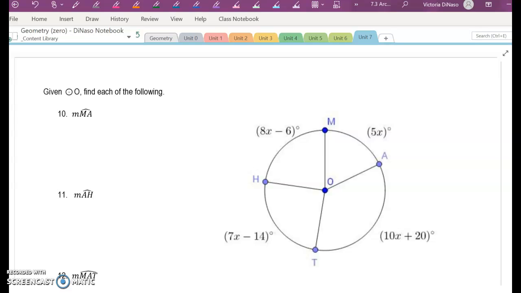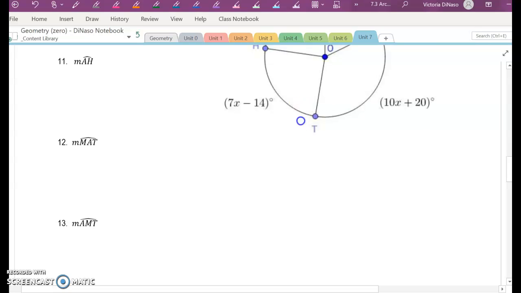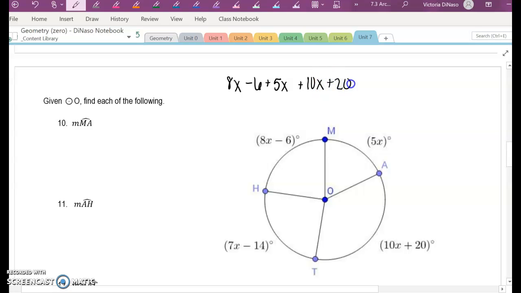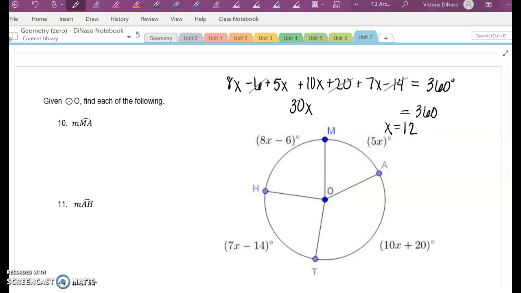And in this picture, they gave us a full circle, all with x's. So before we answer each of the questions, what we're going to have to do is take all 4 arcs. We've got 8x minus 6 plus 5x plus 10x plus 20 plus 7x minus 14, in all 4 arcs, the whole circle is 360 degrees. From there, we're going to go ahead and solve for x. So from there, go ahead and plug each of them in.